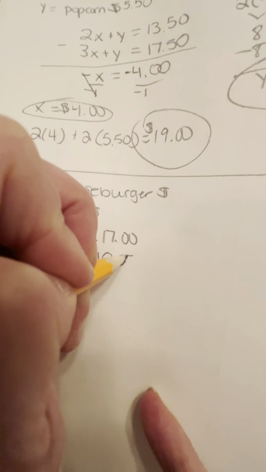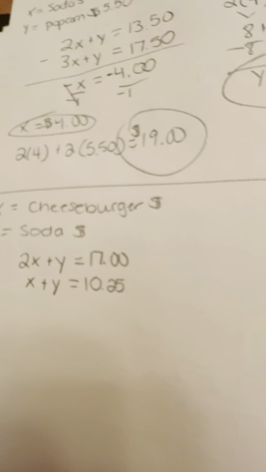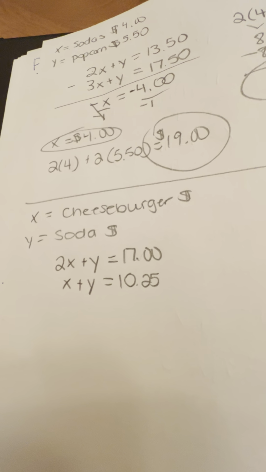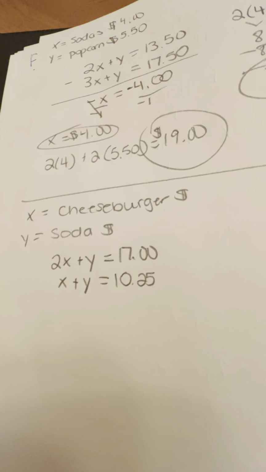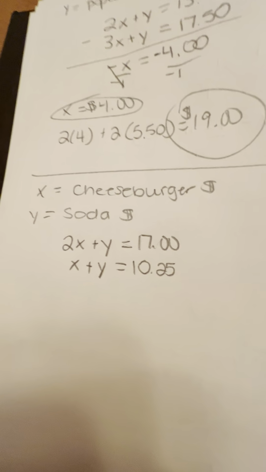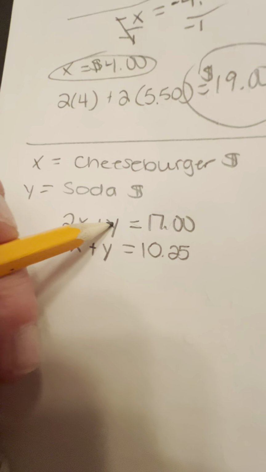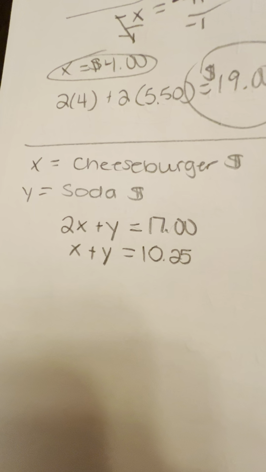Now our other order, 1 cheeseburger and a soda, so we have 1X plus 1Y, and that totals up to be $10.25. So now, before I can figure out what order 3's cost is, I am going to have to do a little bit of math by figuring out the difference between the two of them. And if we're using elimination method, we want to eliminate one of those things. So I can eliminate the y's because they are the exact same thing.